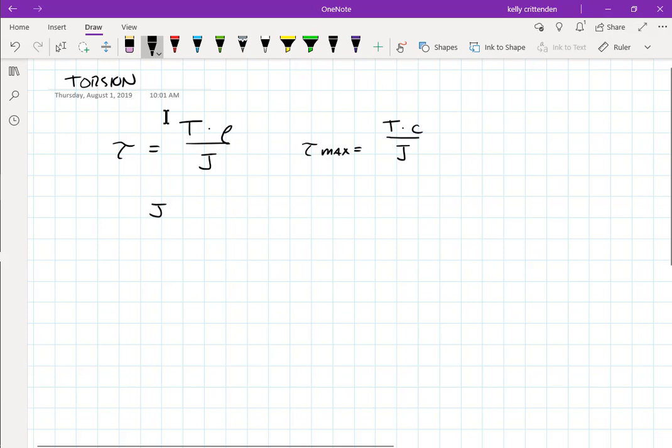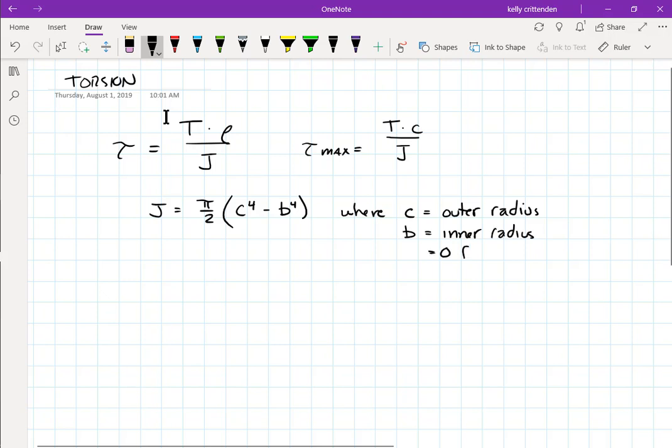that are either solid rods or hollow tube type things, then J was always pi over 2, and then C to the 4th minus B to the 4th, where C equaled the outer radius. You have to make sure that you're careful using the radius and not diameter. And then B was the inner radius, and if it was a solid shaft, then B was just 0. Let's see, so we did all of that, and we did a couple of examples with pretty simple things.